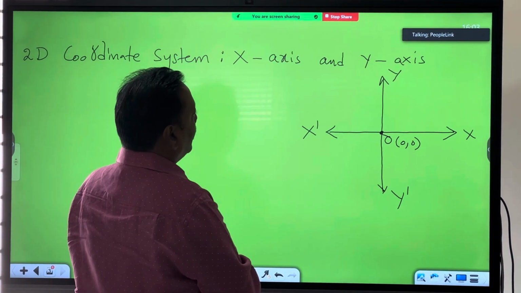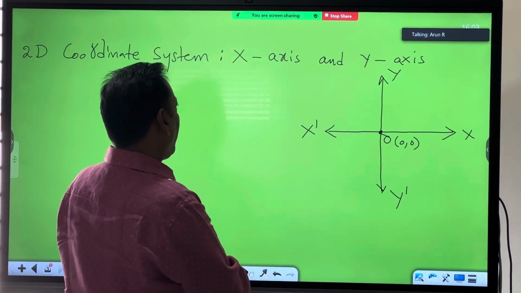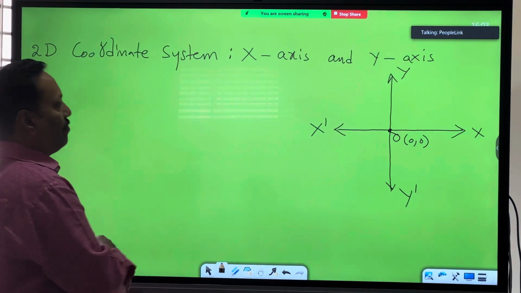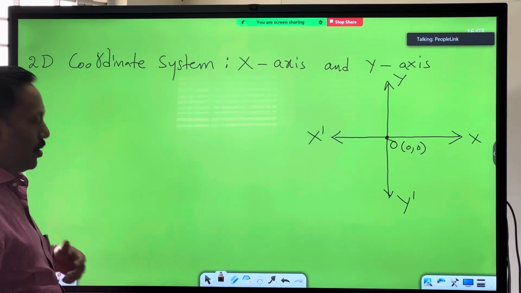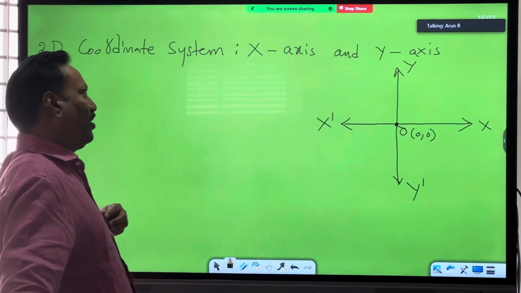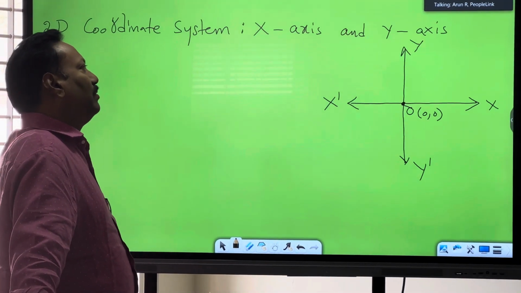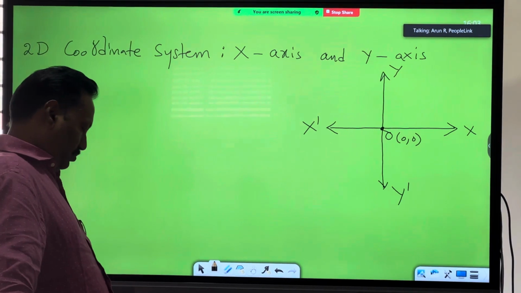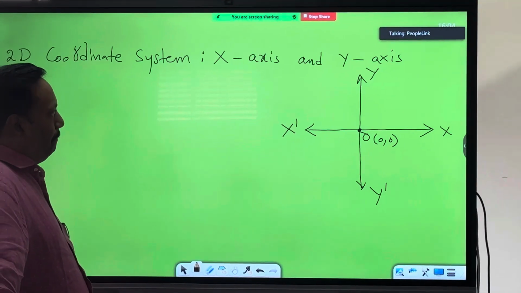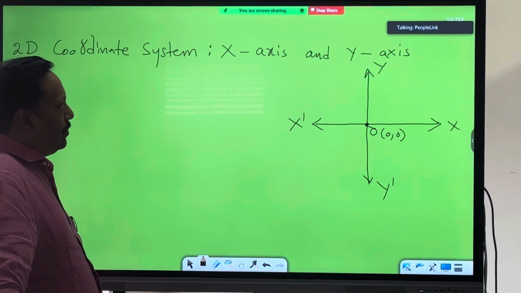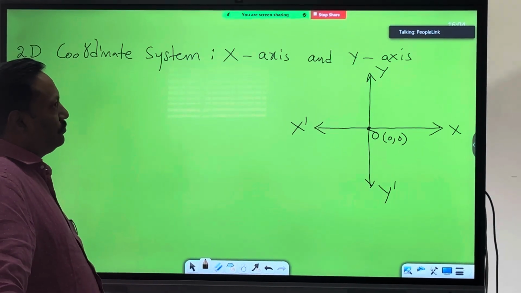1 second lag is there. Okay, so it is not much, but in GoToMeeting it is better. When compared to Zoom, in Zoom maybe 1 to 1.5 seconds lag, GoToMeeting maybe half a second. So I think GoToMeeting as an application is better for us.